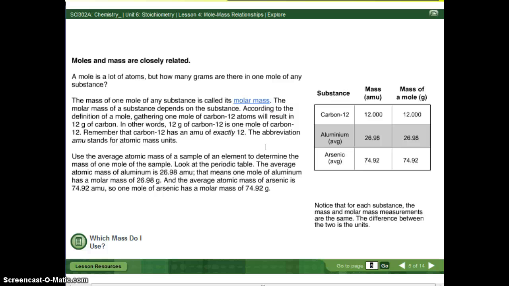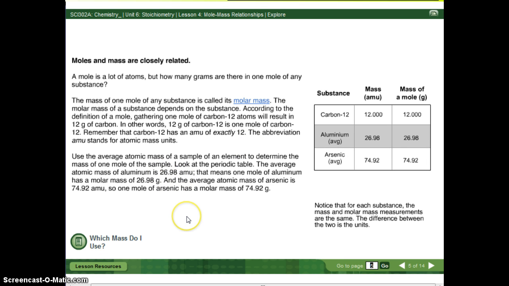According to the definition of a mole, gathering 1 mole of carbon-12 atoms would result in 12 grams of carbon. In other words, 12 grams of carbon-12 is 1 mole of carbon-12. Remember that carbon-12 has an AMU, atomic mass unit, of exactly 12. The abbreviation AMU stands for atomic mass unit. Use the average atomic mass of a sample of an element to determine the mass of 1 mole of the sample. Look at the periodic table. The average atomic mass of aluminum is 26.98 AMU.